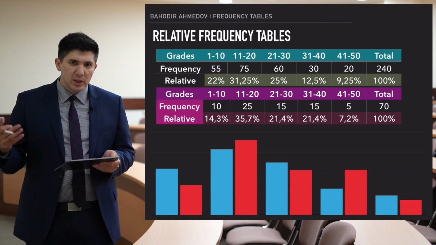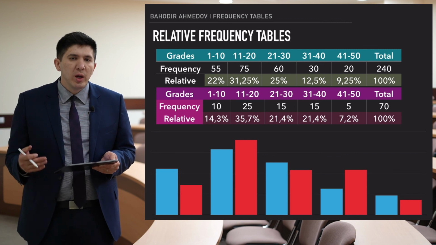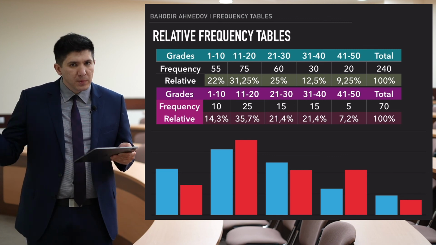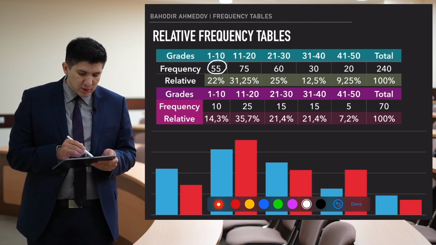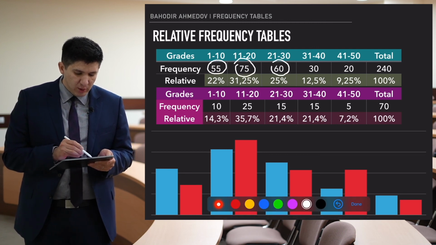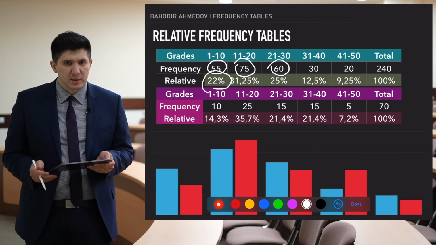So this type of data table is called a relative frequency table, when we find, first of all, the frequencies, and then we divide each of the frequencies by the total number of the frequencies in order to get the relative concentration of each of the classes.